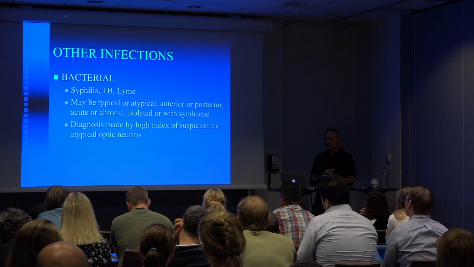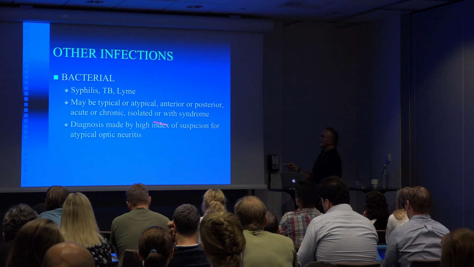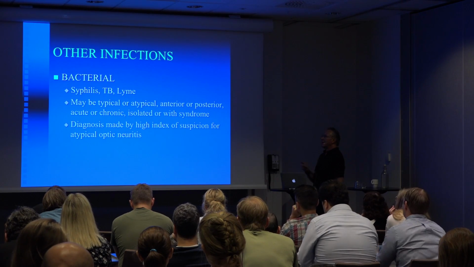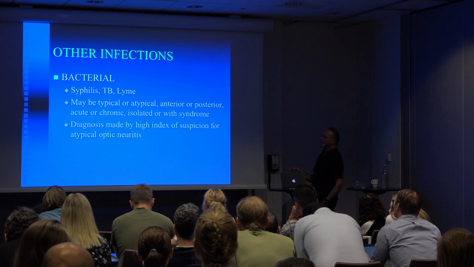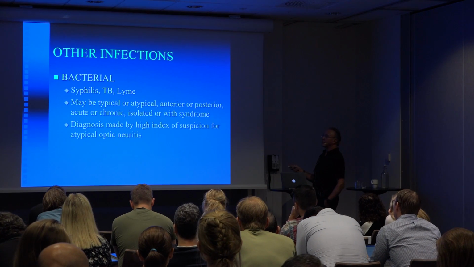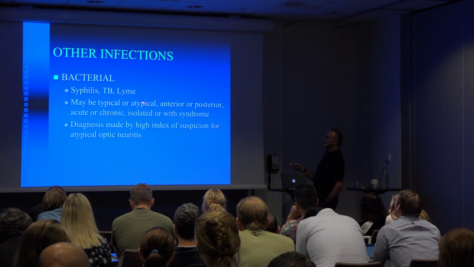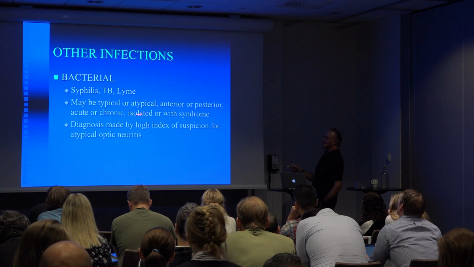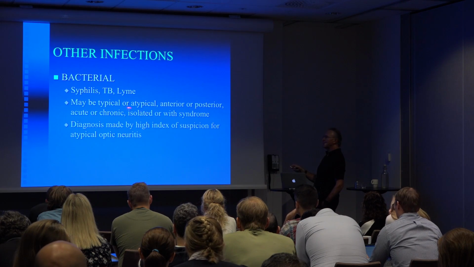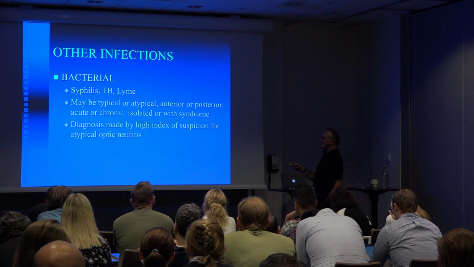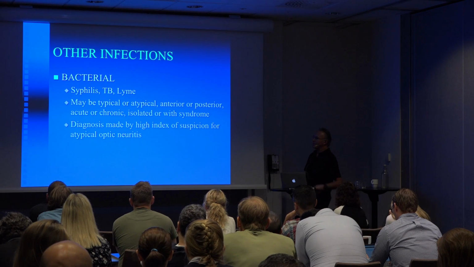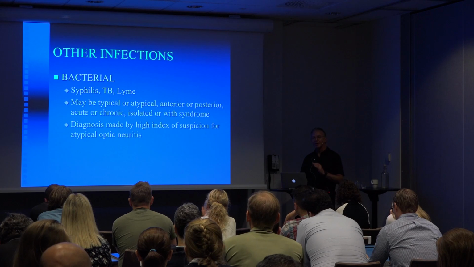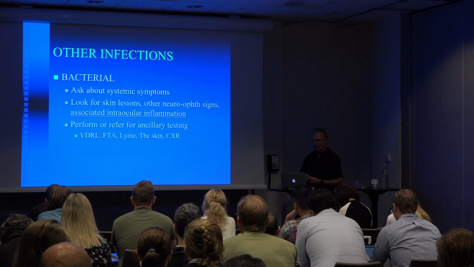But what about other infections, bacterial infections? I mentioned that syphilis is one that we still think about. The kind of optic neuritis that you get for these kinds of infections can be anything. It can be the typical appearance, it can be an atypical appearance, it can be anterior with disc edema, it can be posterior, it can be acute or chronic, it can be isolated or with a systemic syndrome. And the diagnosis of this stuff is made by high index of suspicion. So the things that start out that don't sound like the MS kind of optic neuritis.